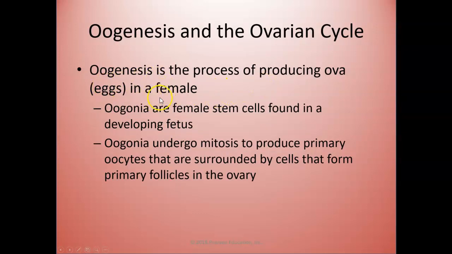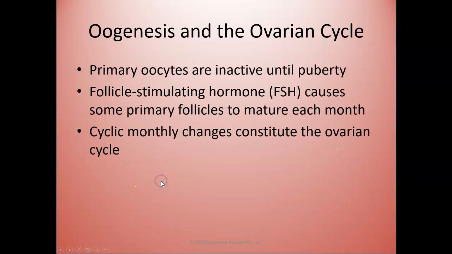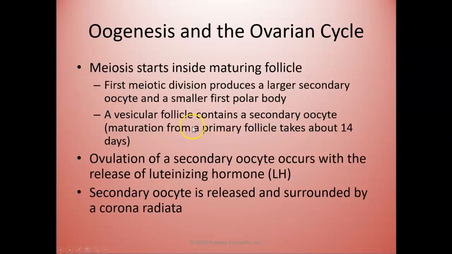Oogenesis is the process of producing the eggs. Oogonia are the female stem cells, and they undergo mitosis to produce primary oocytes that then become the primary follicles and then continue on through meiosis. The primary oocytes are inactive until puberty, and we have follicle-stimulating hormones, like we saw in males. They stimulate in females as well, but they stimulate the maturation each month of a new oocyte. So cyclical monthly changes constitute the ovarian cycle.